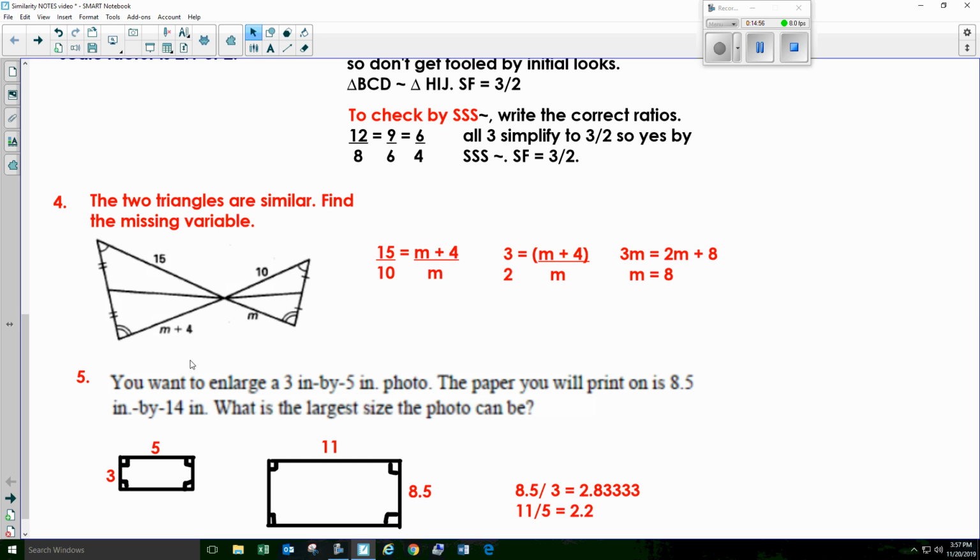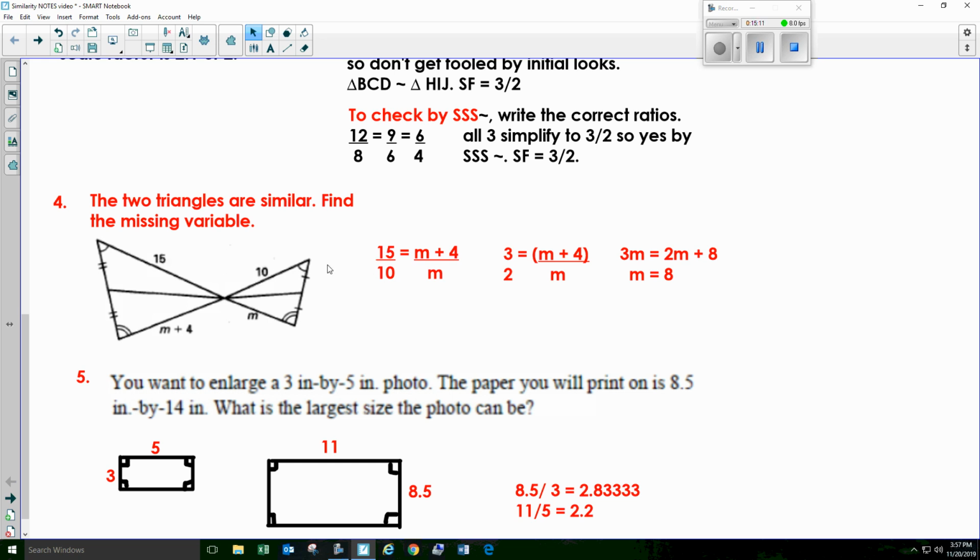So again, I've talked about this before, how we can recognize it. If I look at this 15 first, notice that's next to the one arc. So I go to the one over here that's next to the one arc. That's 10. So the 15 matches up with 10. That's why I have 15 over 10.